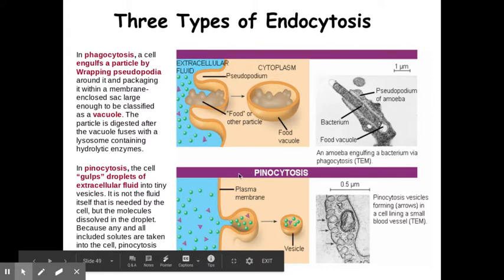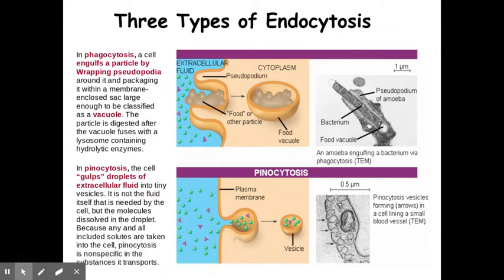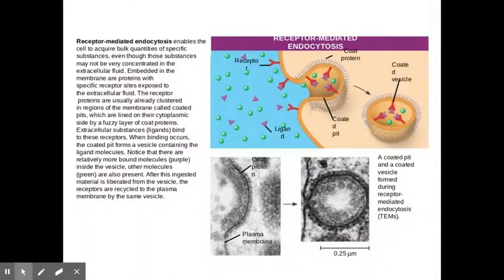Do you need to know all these different types? I would say no. But just know that this is bulk transport through endocytosis. I would be aware of that term, endocytosis. And then here we have receptor mediated. So this just means you have to have the receptors met, and then that vesicle would be created from there.